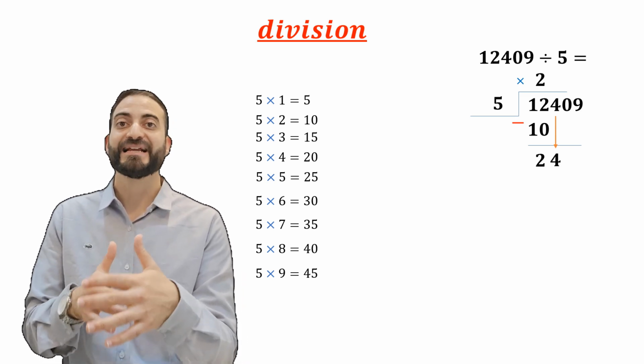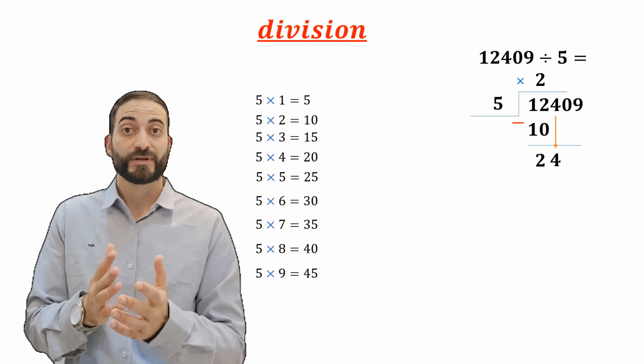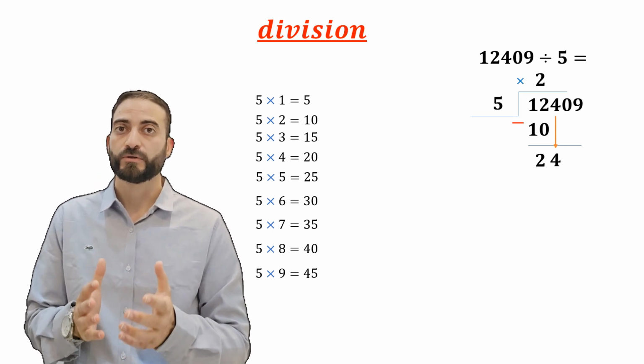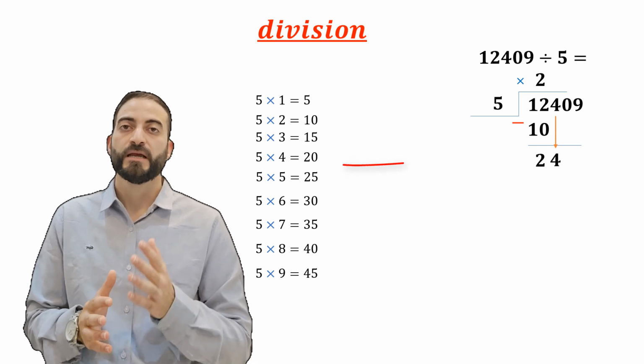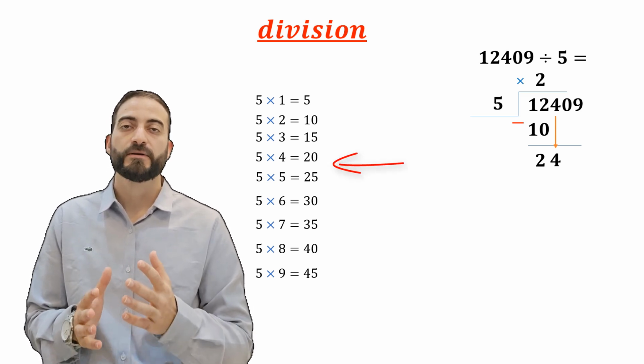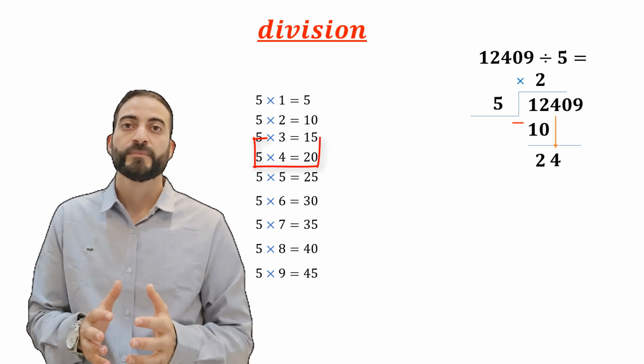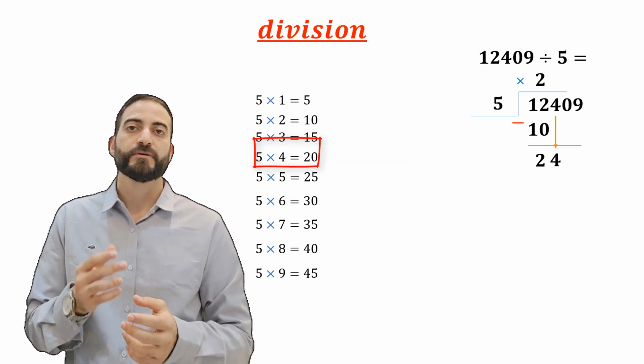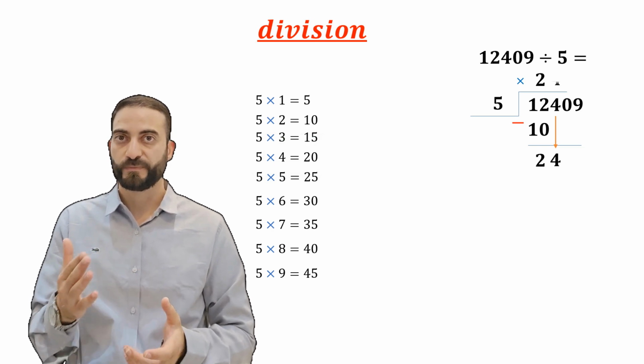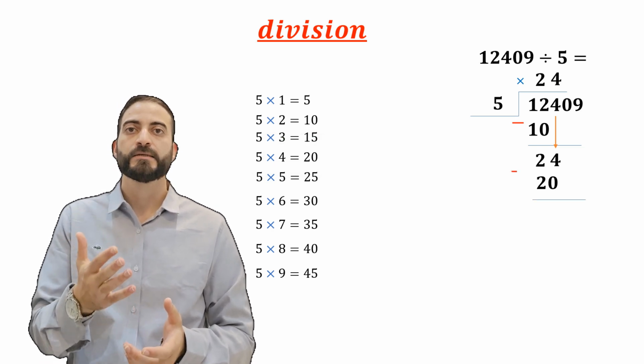Because 24 is greater than the divisor, we can complete the process. We look for 24 here in the multiplication table, and we find that 24 is here. We take the smaller one, which is 5 times 4 equal 20, and complete the process in this way.